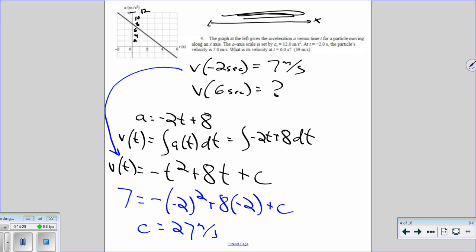Then I just plugged in 6 in the new velocity equation with the c found, 27, and that gives you 39. Love it. This is badass. This totally works.